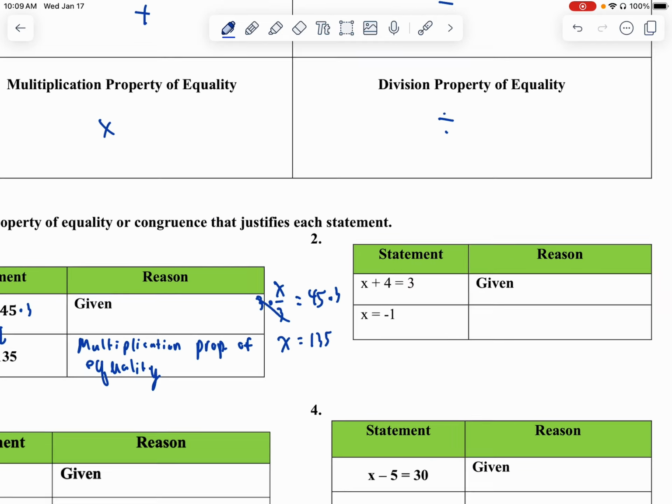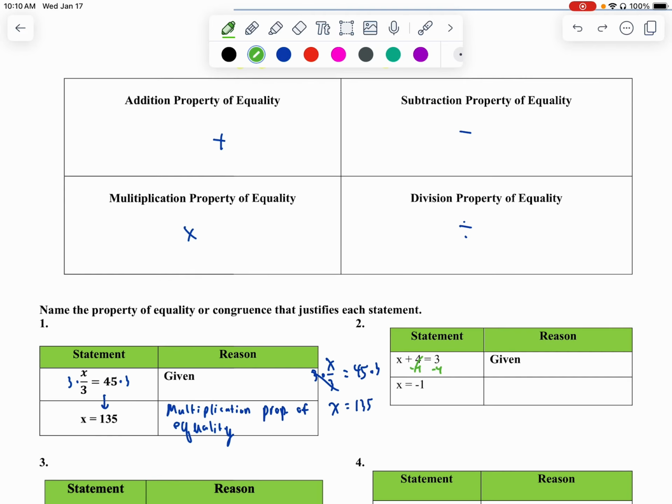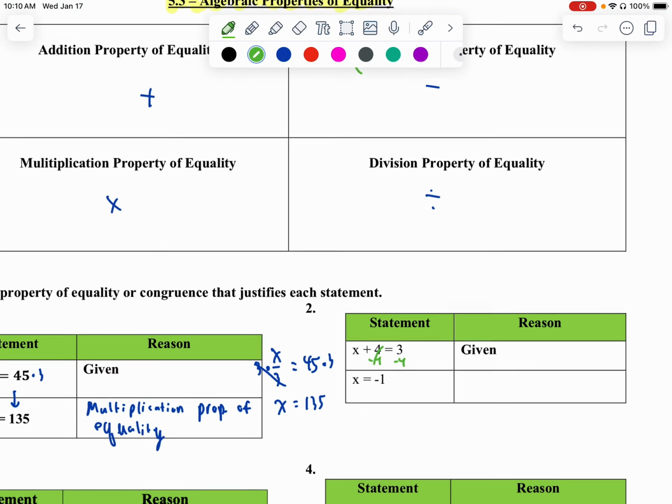And moving on to number 2 here, we're going to see something very similar. We have x plus 4 equals 3. Again, if I wanted to solve for x here, all I would do is subtract 4 on both sides, get rid of it to give me x equals negative 1. All I need to do to fill in my reason box here is write down what I did to get from that top to the bottom. And what I did was subtract 4. So we'll use the subtraction property of equality.